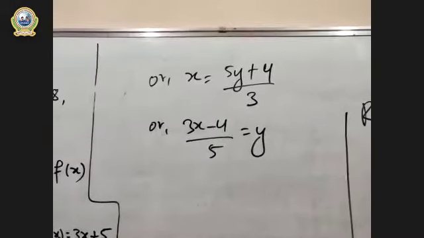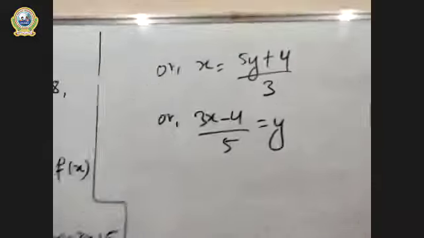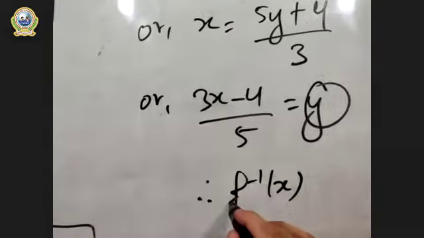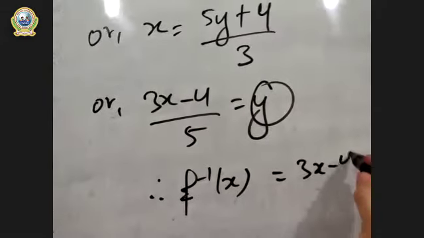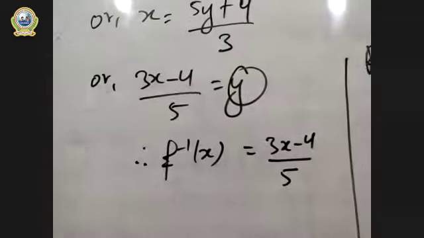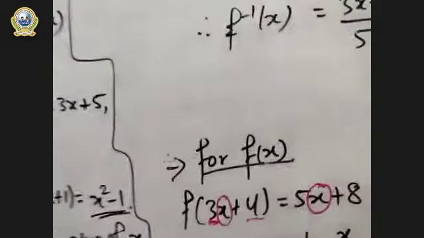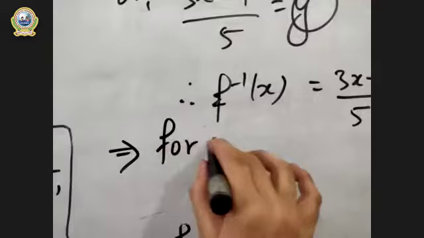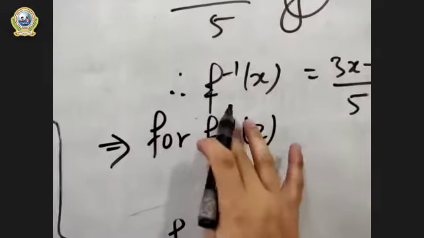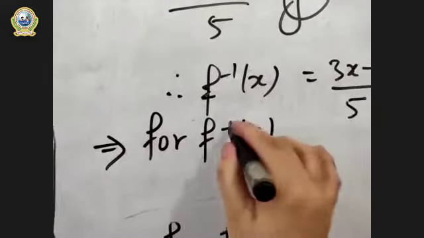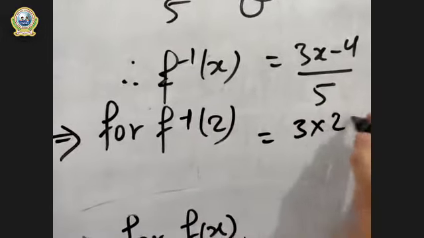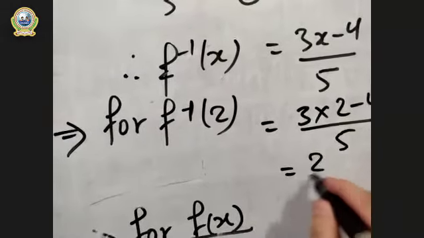So it will be (3x minus 4) by 5. So finally our y will be, therefore f inverse x is equal to (3x minus 4) by 5. Are you clear? Now the question has asked us for, look at here, f inverse 2. So now write third arrow for f inverse 2. Is this clear? So this will be now (3 into 2 minus 4) by 5. It will be 2 by 5.